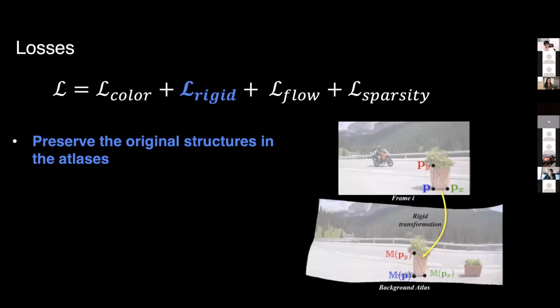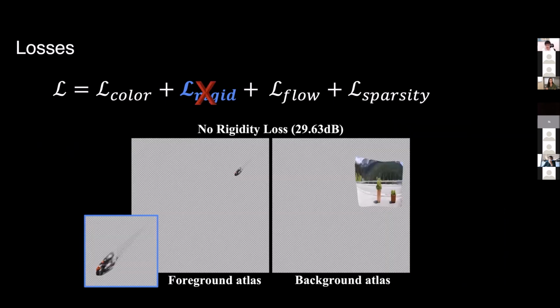The second term is a rigidity loss. Our goal is, again, to get interpretable atlases. So we want the content in the atlases to preserve as much as possible the original structure in the videos. We achieve this by encouraging the mapping between a video frame onto the atlas to be locally rigid. Without this loss, you can see that the atlases are very much distorted, and they all collapse maybe into a very small region in this continuous atlas space. So the rigidity loss prevents this.